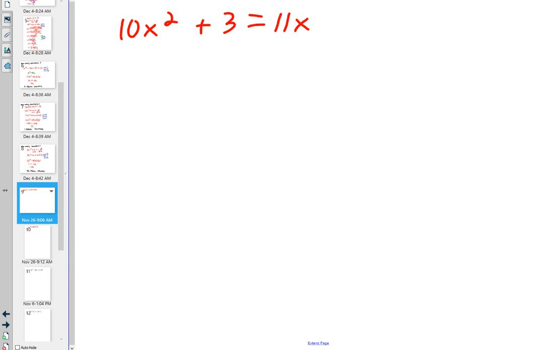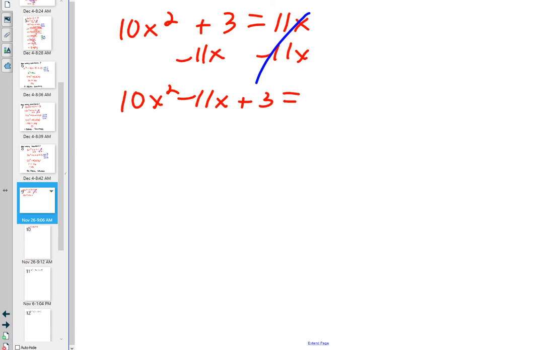Sam, what's the first step? And how can I do that here? Minus 11x. And because of that x, be careful that when you write it in standard form, make sure that you are writing the negative 11 before you write the 3.